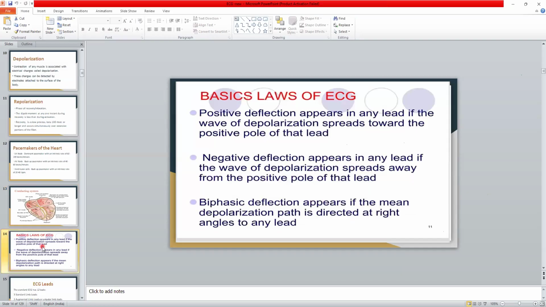Coming to the few basic laws of ECG. The positive deflection appears in any lead if the wave of depolarization spreads towards the positive pole of that lead, whereas the negative deflection appears if the wave of depolarization spreads away from the positive pole of that lead. And biphasic deflection appears if the mean depolarization path is directed at right angles to any lead.